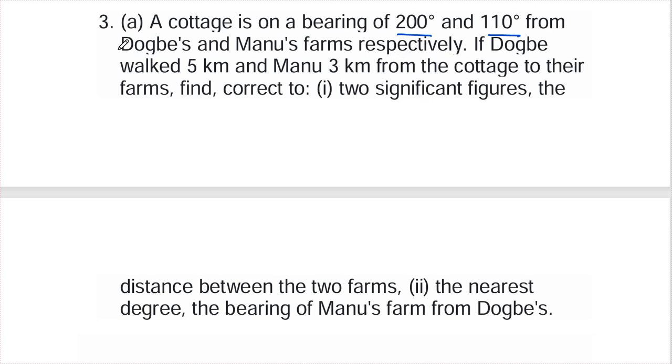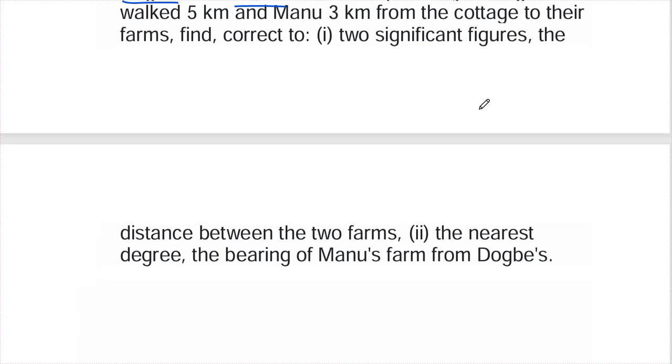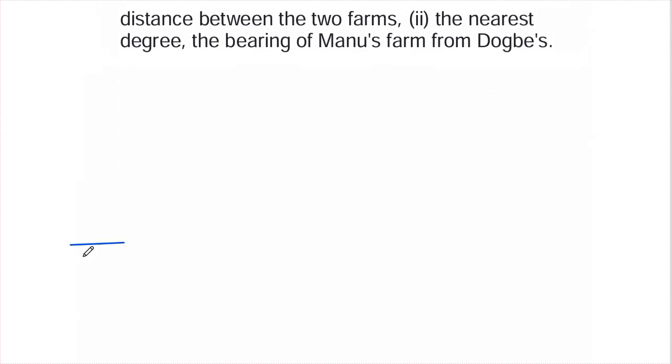Okay, so that leads us to the third one, which is a question on bearing and distance. This one says a cottage is on a bearing of 200 degrees and 110 degrees from Dogbe and Manu's farm respectively. So I have two bearings to count. If Dogbe walked 5 kilometers and Manu walked 3 kilometers from the cottage to their farms, calculate, correct to two significant figures, the distance between the two farms.